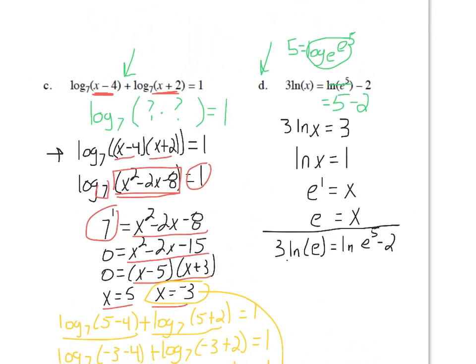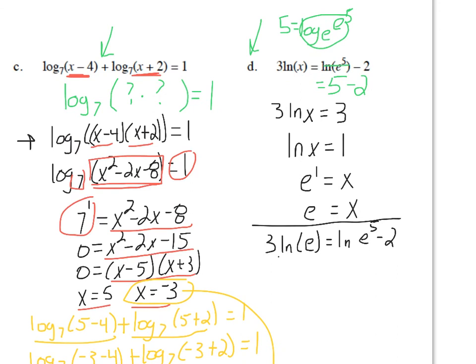Back to part D. 3 times ln of x has to equal 3. Divide both sides by 3. Those 3's cancel. You're left with the ln of x equaling 1, which means, by definition, e raised to the first power has to equal x. Therefore, x is e. Plug that back in there.